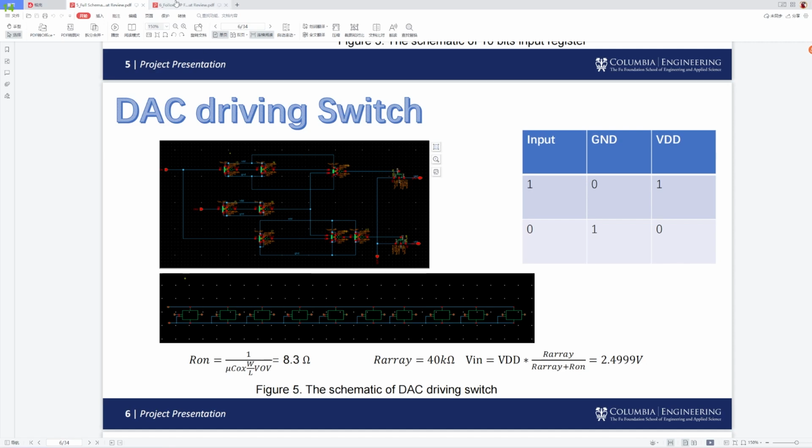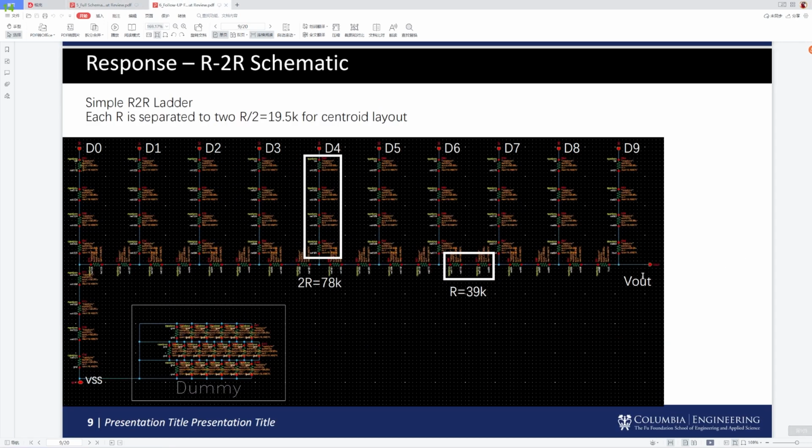So now let's take a look at the R2R array part. Here, it's a typical R2R array. The value we chose is 39 kilo ohms for R, so 2R is 78 kilo ohms. Each R is separated into R over 2, so each R cell is 19.5 kilo ohms for our layout. So it's quite a simple one. The input comes in from the top and goes through our array, then comes the Vout. And down here are the dummies.